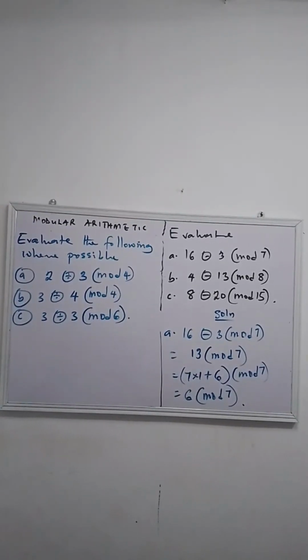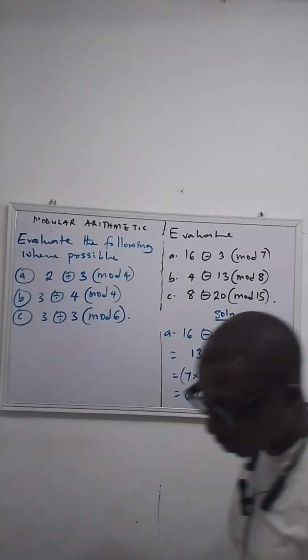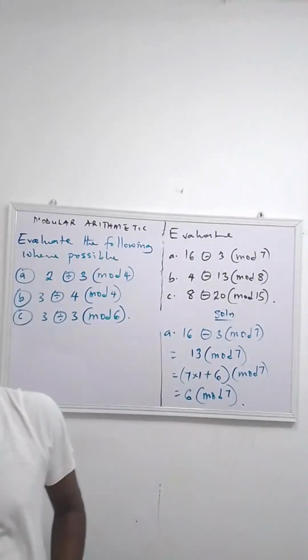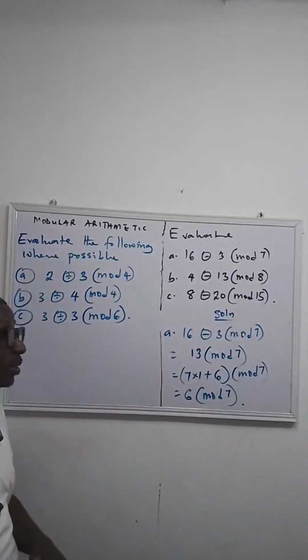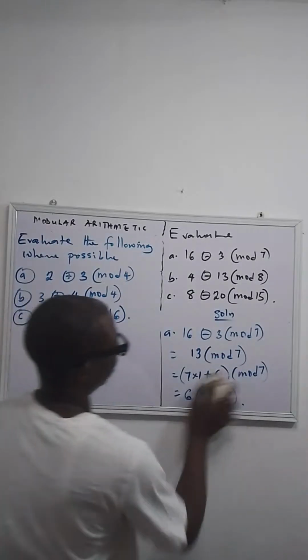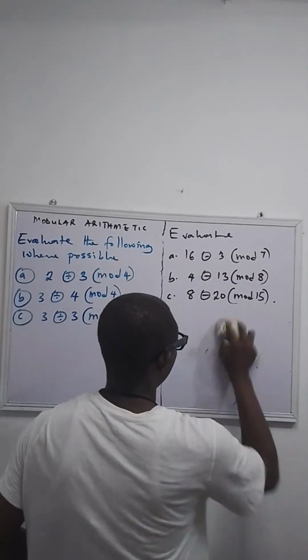Now let's quickly solve the problem together. All right, make sure you are participating. Don't just watch. Make sure you are writing something down. That's the best way to learn mathematics. Okay, so let's look at this problem together.